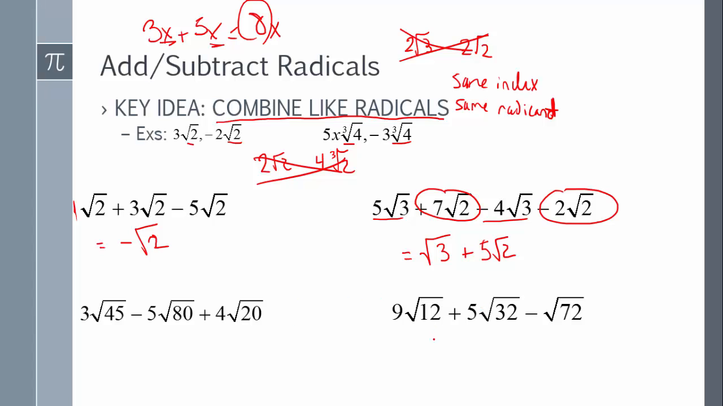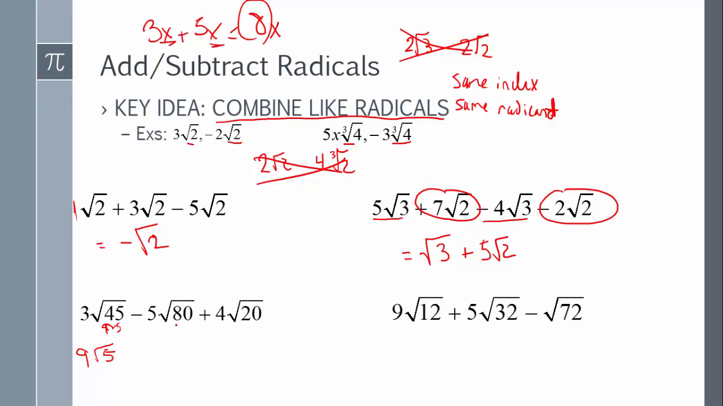Now look at these next two examples. The radicands are a little bit bigger. None of them are the same. So you might think you can't do it. But if you look closely, most of these radicals have perfect squares in them. So we have to simplify each radical individually and then try to combine like terms. So the square root of 45, well 45 is 9 and 5. So this is going to be 3 root 5. There's already a 3 out here, so we multiply them together and we get 9 root 5.